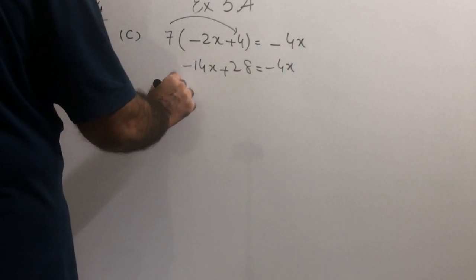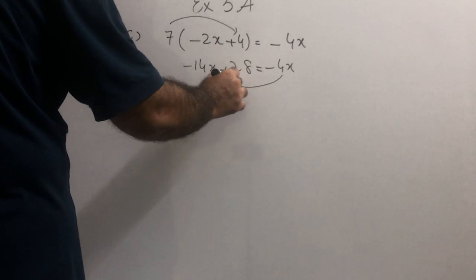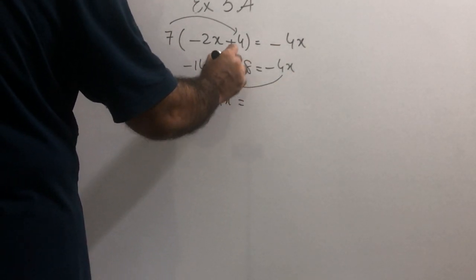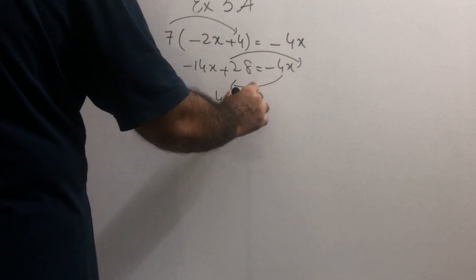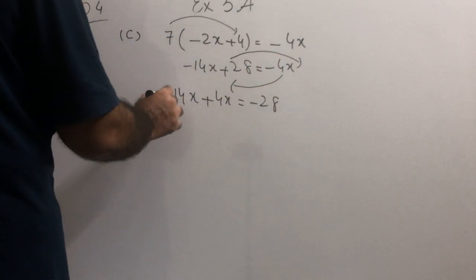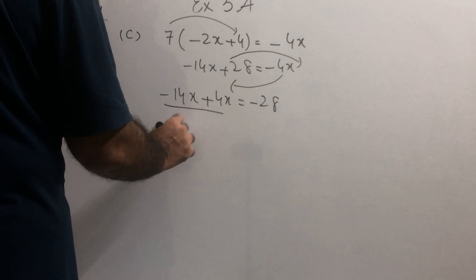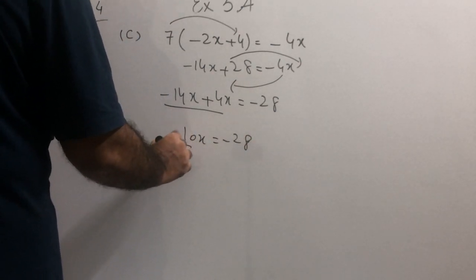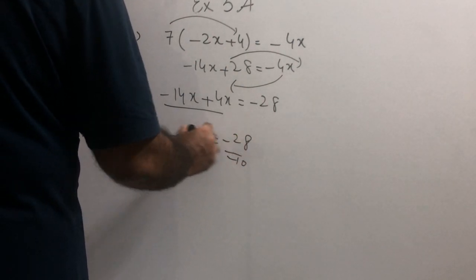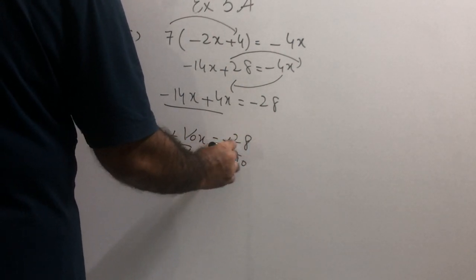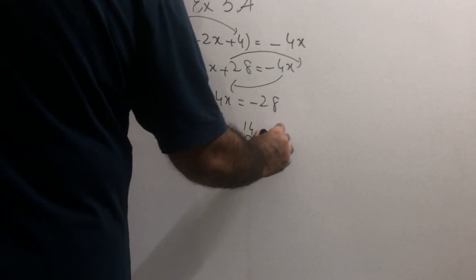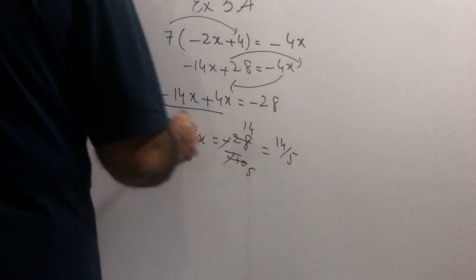Now we have minus 14x. We will bring this minus 4x to this side, it becomes plus 4x. We will take 28 to the other side, it becomes minus 28. Minus 14x plus 4x becomes minus 10x is equal to minus 28. We divide both sides by minus 10. It will be cut off. Divide by 2. 2 5s are 10, 2 14s are 28. 14 over 5 is the answer for x.